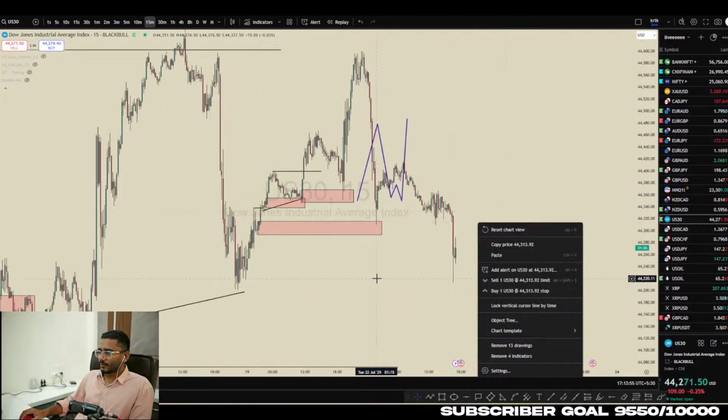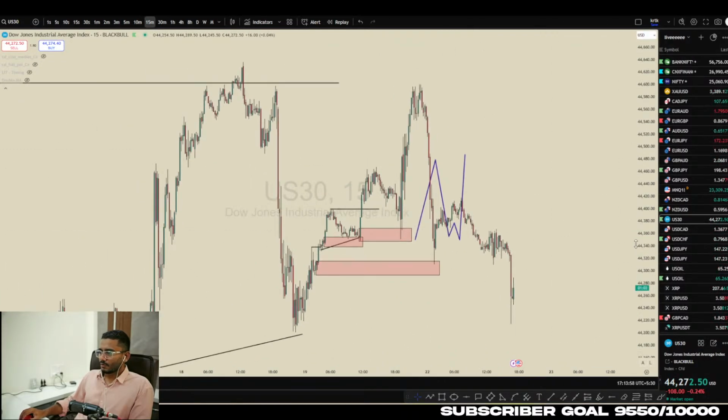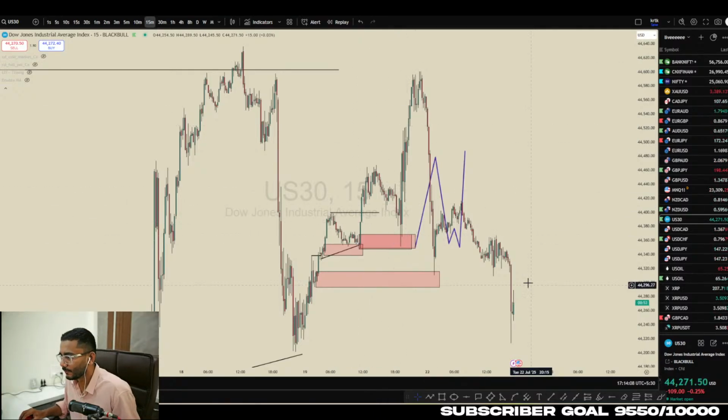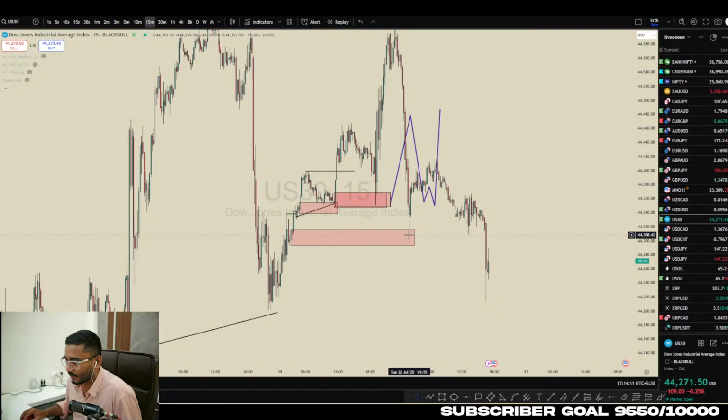Yesterday I gave this setup on the live on US 30, which was this one. This was a simple setup. Price broke the structure to the upside, created this imbalance. Price came, fulfilled this imbalance, and then it went to the upside. And again, this was the second order block which I was waiting for, because then price creates more trend line liquidity over here, and then price swept this liquidity.